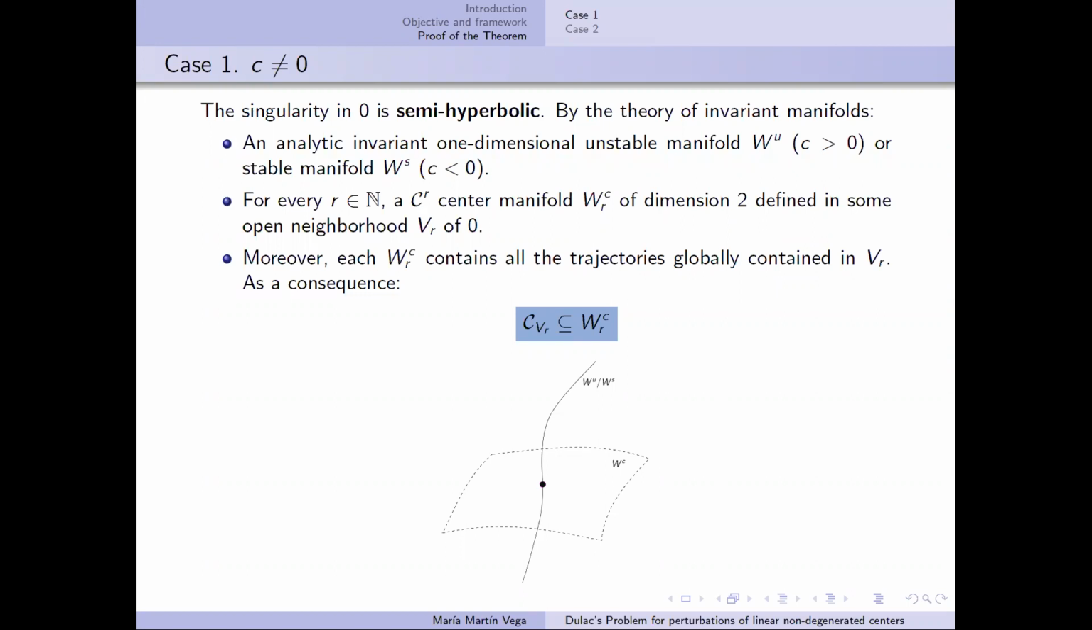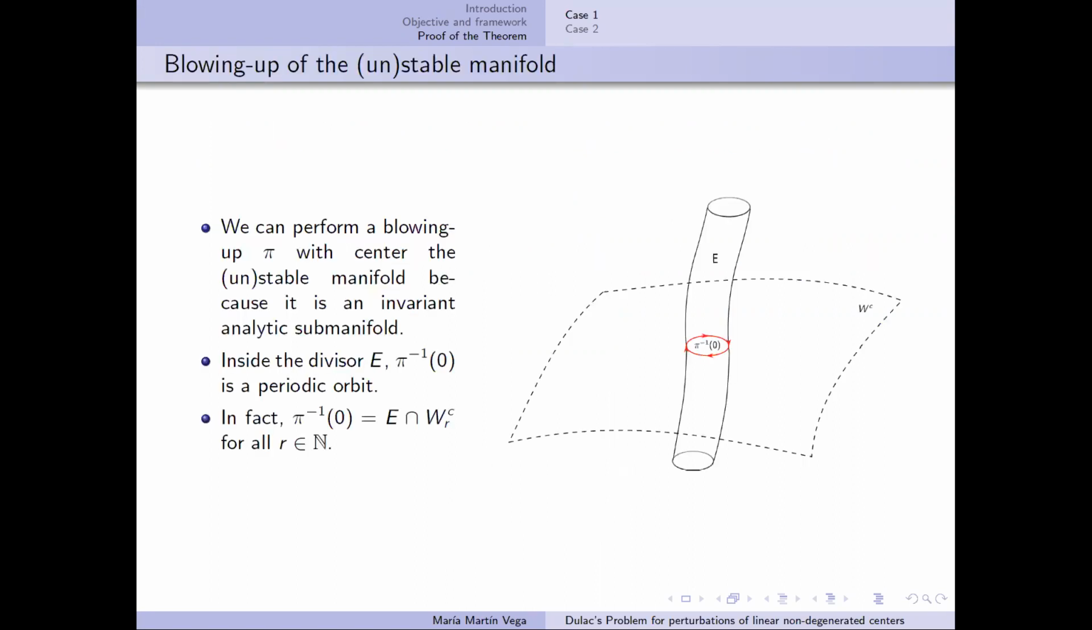Another consequence of the center manifold theorem is that this manifold here contains all the trajectories that are globally contained in V_R. That is, that we can define them for every time t in R. And as a consequence, we find that all the cycles in this set are contained in the center manifold.